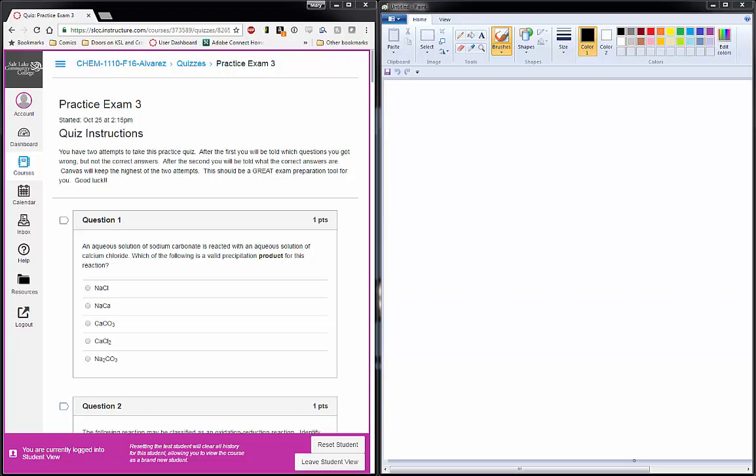Good morning. Today we're going over our practice exam 3. Again, this covers how we classify reactions, how we quantify reactions, and then why reactions occur.